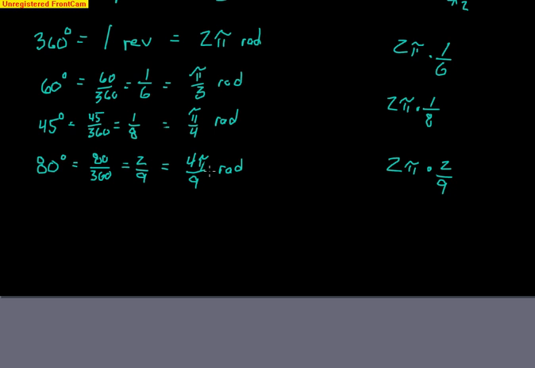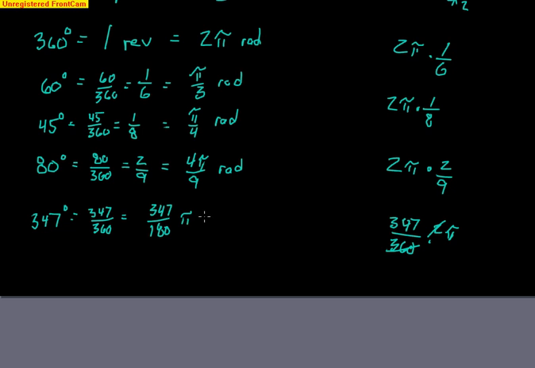All right, we can even do something really weird, like 347 degrees. Well, that's 347 out of 360. So that's the fraction, and I don't believe that can be reduced. It can't be reduced at all. It's kind of a weird number. So in terms of radians, that would be 347 out of 360 times 2 pi. I know I've been putting the 2 pi in the front, but it doesn't matter. It's multiplication. So the 2 is going to reduce that to a 180. So it'd be 347 out of 180 pi radians. A weird answer, but that is how many radians 347 degrees would be.